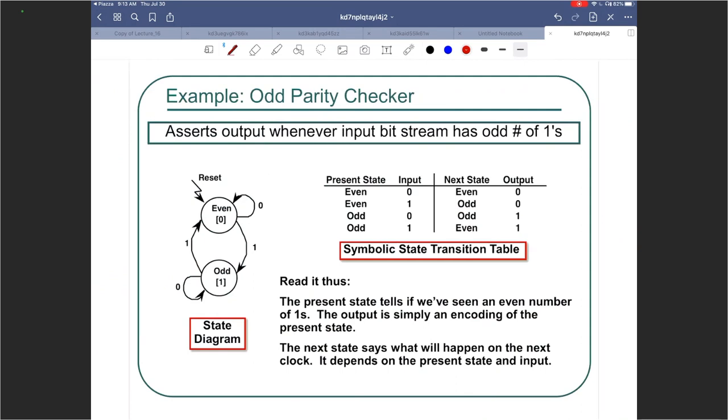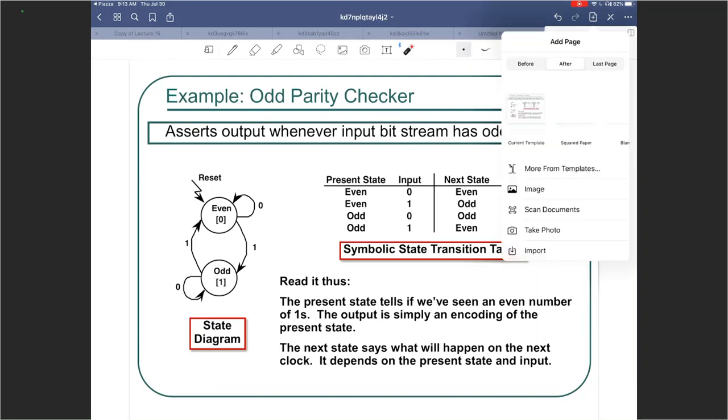Now, let's talk about the first idea here of an odd parity checker. Odd parity means if the number of ones that you have observed are odd, then activate the output. So you can say assert output, which means make output one, whenever the input bit stream has an odd number of ones. Let's take a look at this.